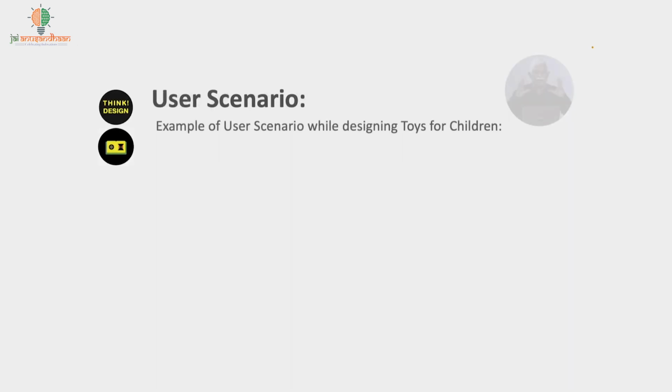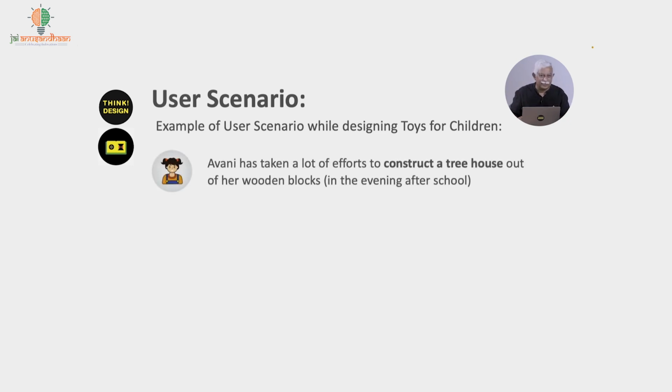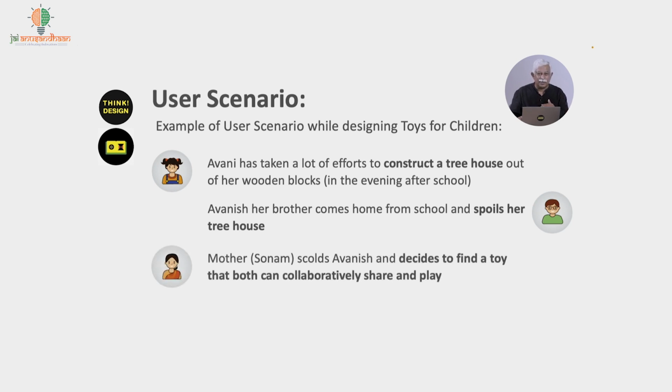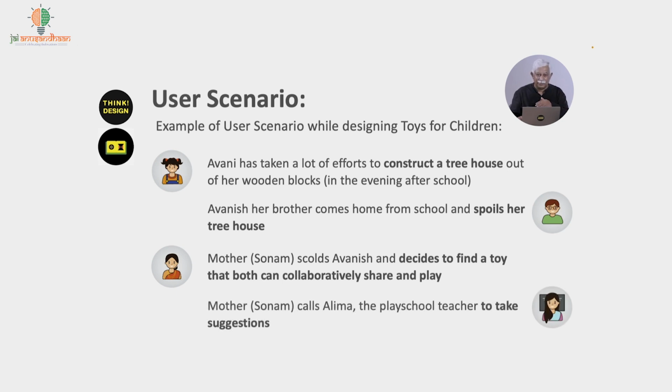So, if you look at it, you define the user segment connected to the topic. Here it was designing toys for children. Now, you can use their activity to create a scenario or a story connected with designing for children. For example, Avni has taken a lot of effort to construct a tree house out of her wooden blocks. This is in the evening after school. Then comes Avnish, her brother. He comes from school and spoils her tree house. Mother Sonam scolds Avnish and decides to find a toy that can be used collaboratively, shared and be playful. For this, what does she do? She calls Alima, the play school teacher, to take suggestions.